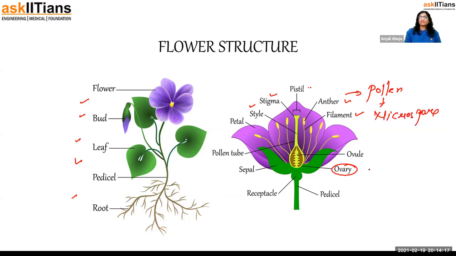And then the ovary, it used to have the female part. Technically, in the ovary there is the ovule, and inside the ovule the female gamete is present. We call it the macrospore. Also, we call it the female egg.